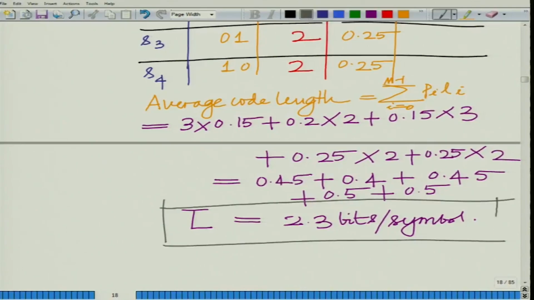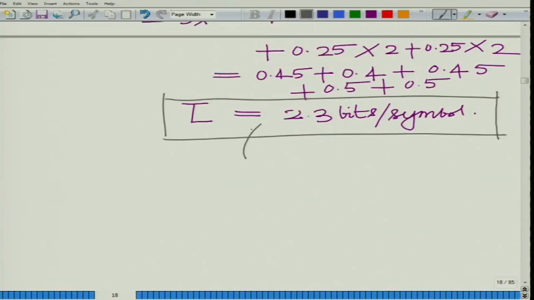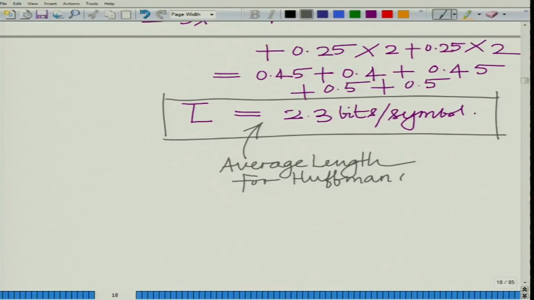What we have just calculated is basically your average length. So this is the average length for the Huffman code. Remember, to see how close this is, the lower bound of any such code, not just the Huffman code, but for any prefix free code, is given by the entropy.